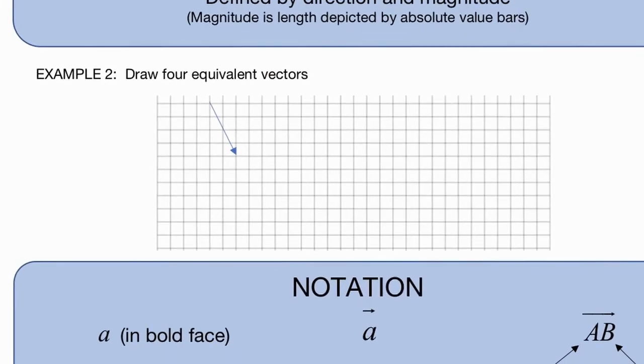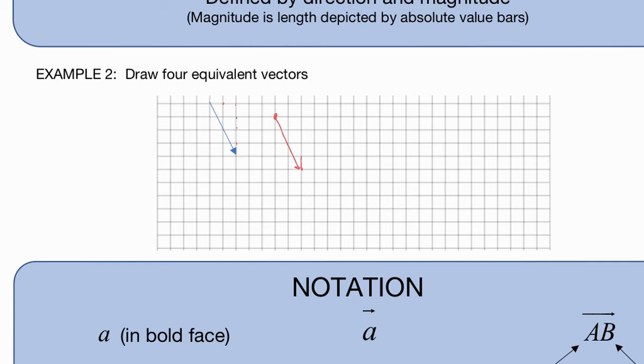So let's take a look at example 2. You can read, but I'm asking you to draw 4 equivalent vectors, meaning it has to be the exact same length and it has to point in the exact same direction. You could draw them anywhere, and it looks like it's going 2 to the right and 4 down. So let's say I start here. 1, 2, 1, 2, 3, 4. This is equivalent. It's the exact same vector.